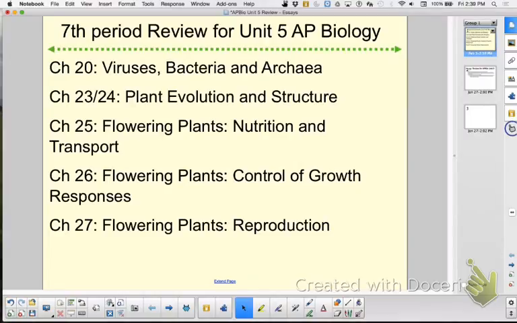Flowering plants, nutrition and transport. Okay, so what's plant nutrition about? What are the things plants have to acquire? Let's talk about that first. What are things plants have to acquire? Water. Listen to this. He walks in late and he just goes, boom. Water, carbon dioxide, what else?